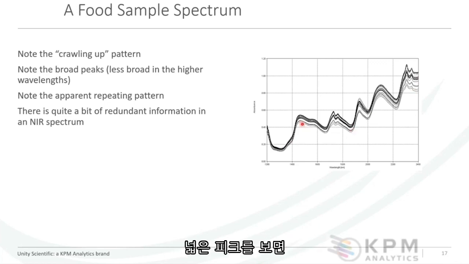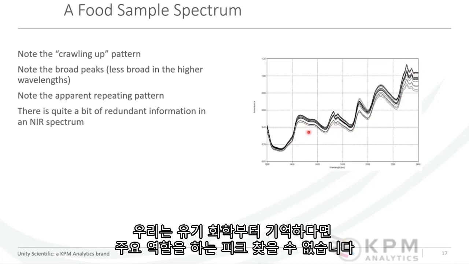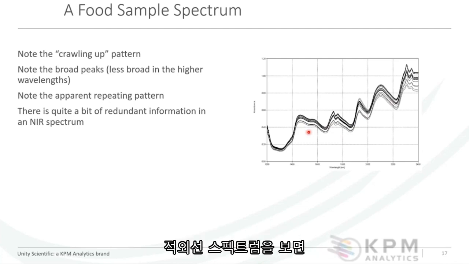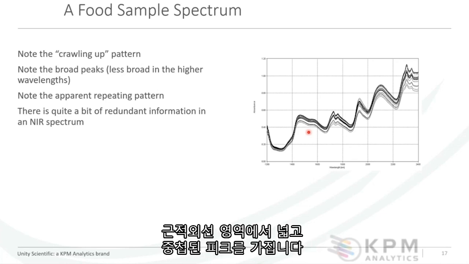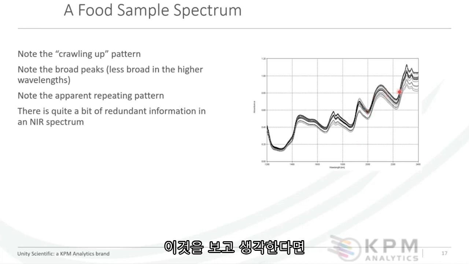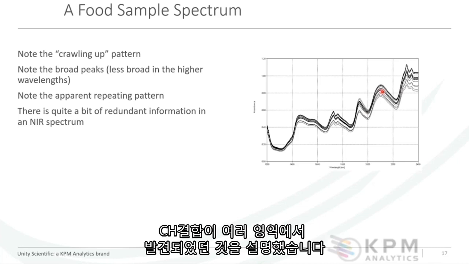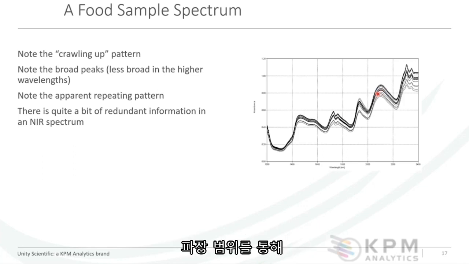You can see the broad peaks. There's no sharply defined peaks like we might remember from organic chemistry days if we're looking at IR spectra, where you can get characteristic fingerprint spectra of samples. We don't get that. We get broad overlapped peaks in the near-infrared area. And if you look at this, you can also see some repetition. If you remember a couple of slides back, I described that the CH bonds, for example, are found in multiple wavelength areas. Well, there is a repetition of information through this wavelength range.